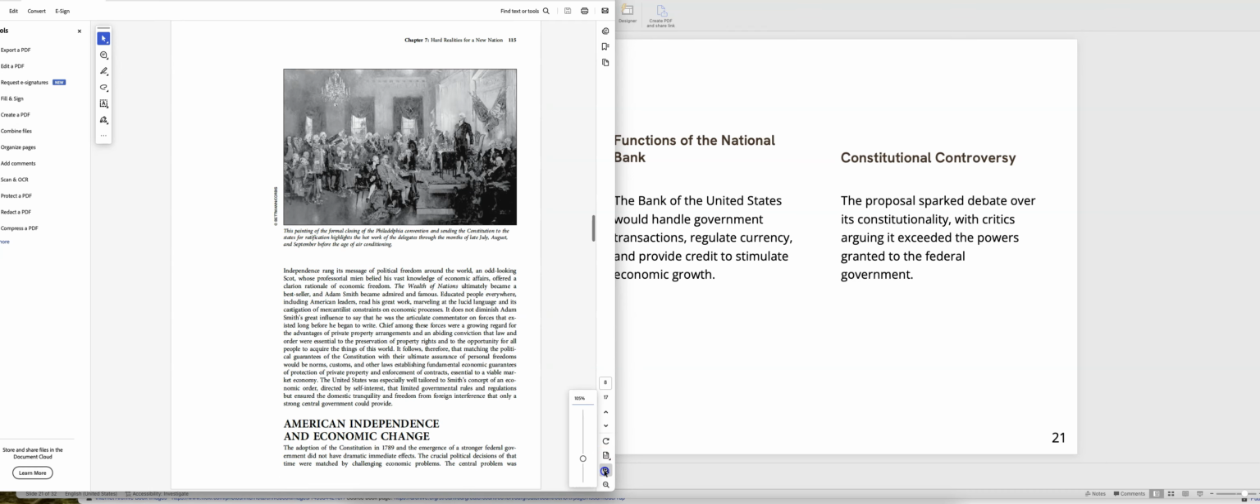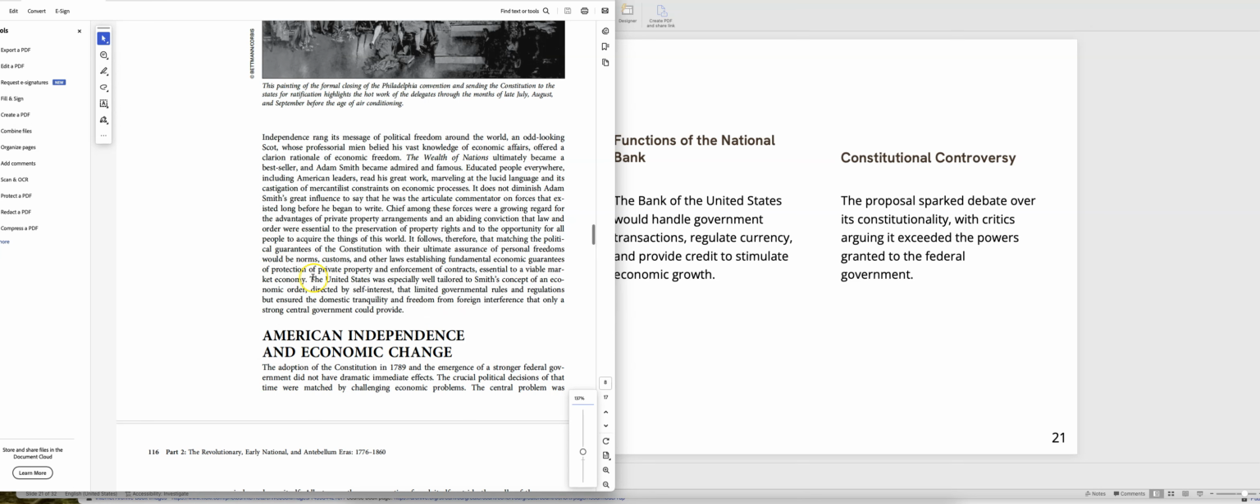Page 115. Right here. This is a really good summary of what's going on at this time, this last sentence on page 115. Let me read it to you.